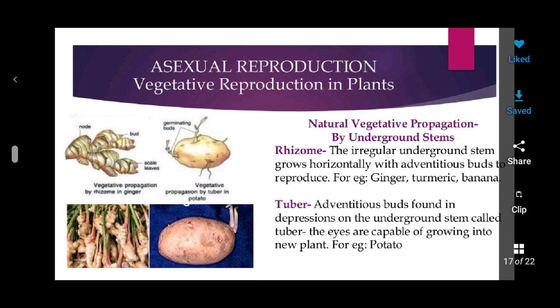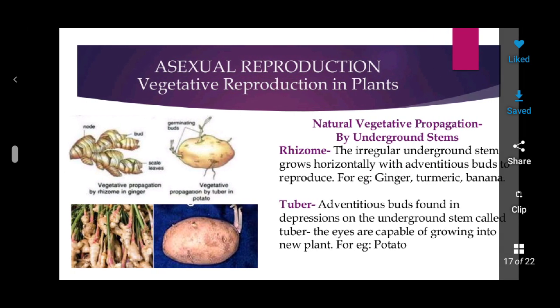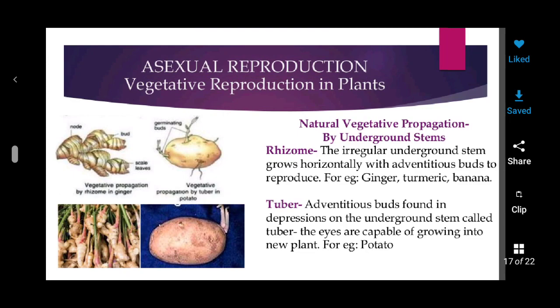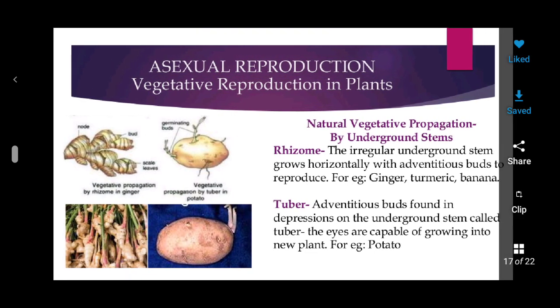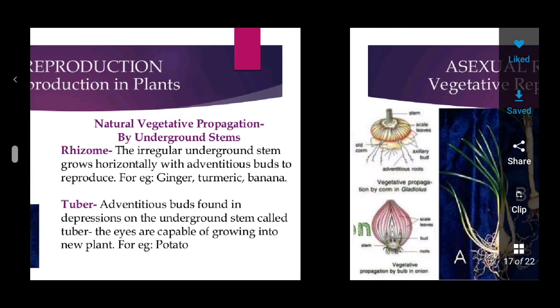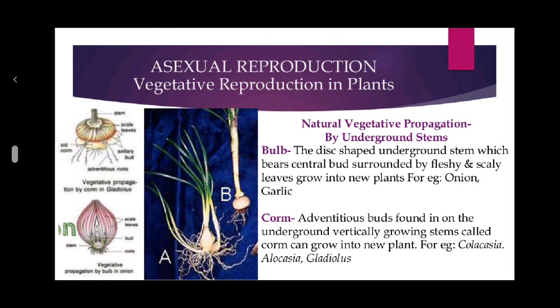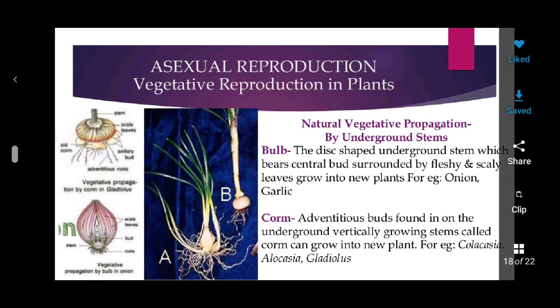We already know about the potato. The potato contains small adventitious bud-like structures which we commonly call eyes, and when each eye is cut and sown into the ground, it is able to form a new organism. Next is the bulb. The best example of bulb is the onion, and the onion contains a disc-shaped underground stem which bears the central bud, surrounded by fleshy and scaly leaves. When the central part is cut into several pieces and each piece is sown into the ground, it is able to form a new organism.